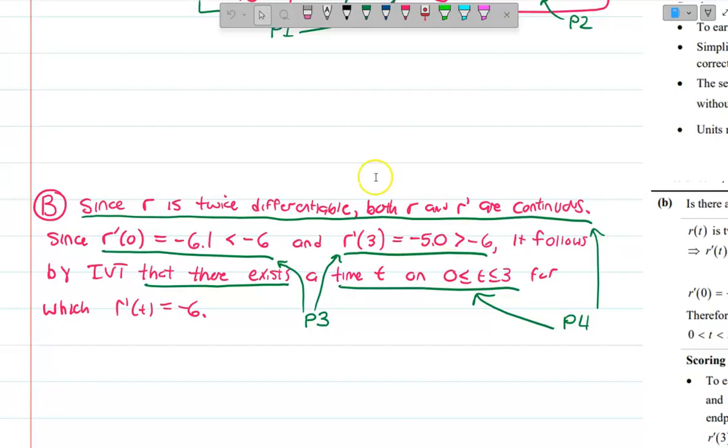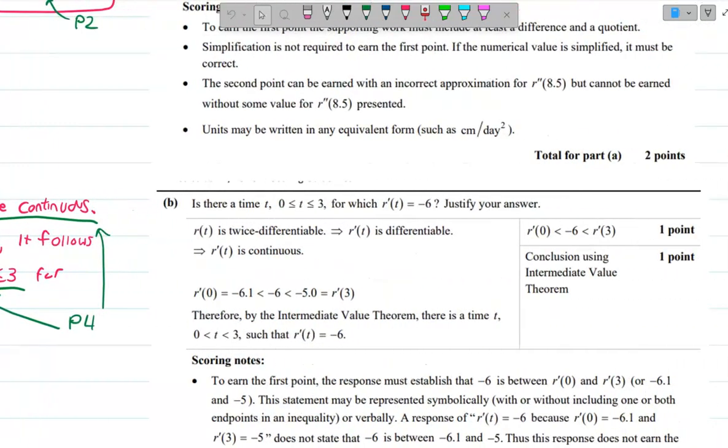Now the other box that's really, really important is this first one. Since r is twice differentiable, both r and r prime are continuous. Now the r right here is not necessary, but you do need to specifically state that r prime is continuous. And I want you to see right there, r of t is twice differentiable, which implies that r of t is continuous.